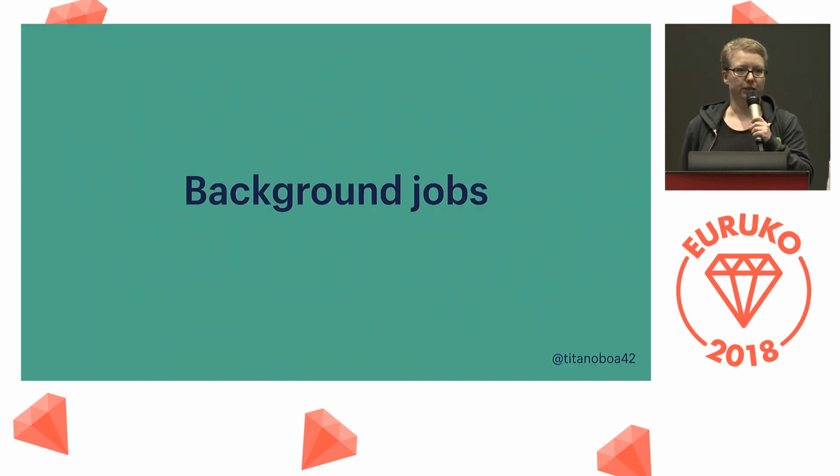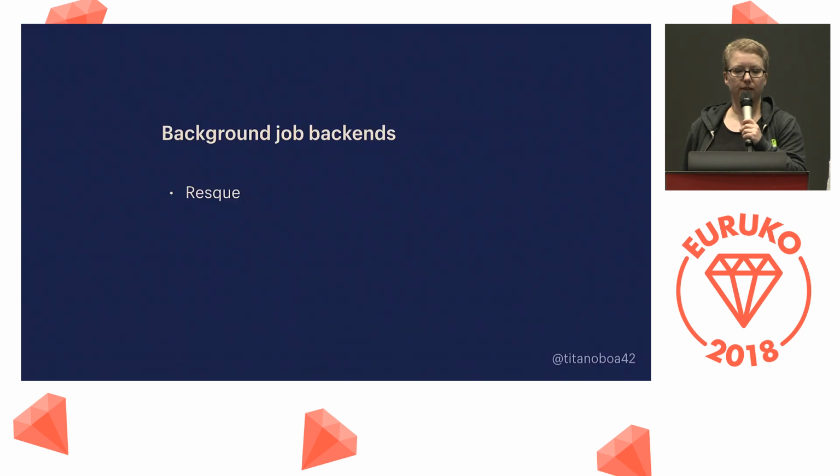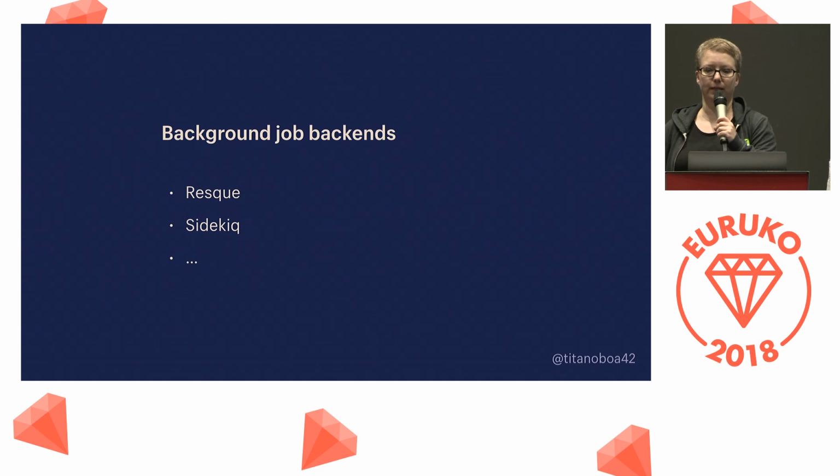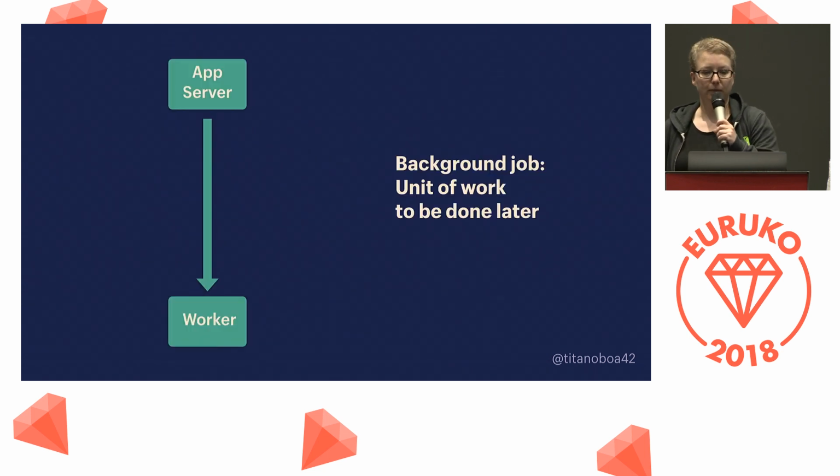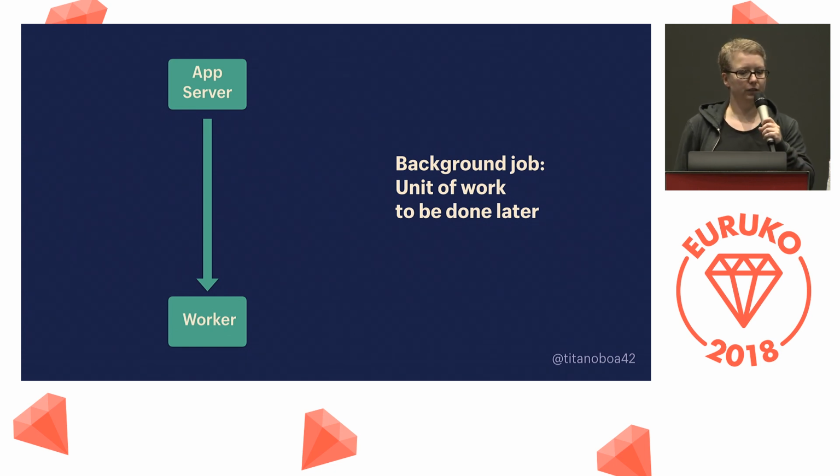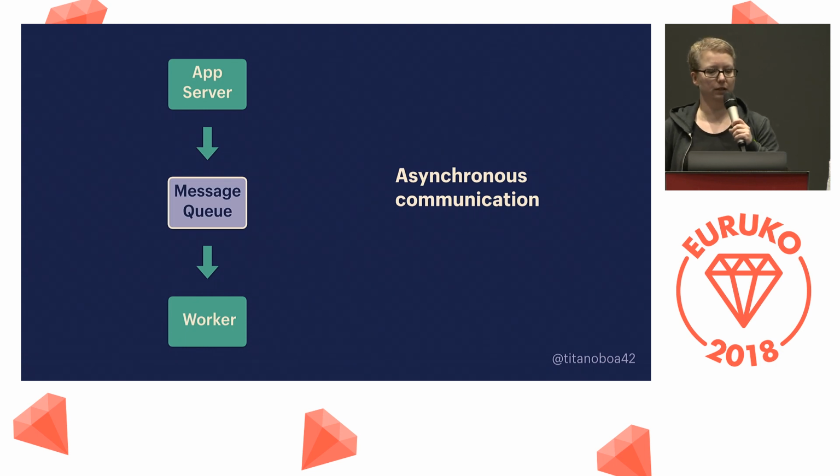So let's start with background jobs. In the Ruby world, Resque and Sidekiq are pretty popular background job backends, but there's also Delayed Job and some others. And the background job is a unit of work to be done in the future. The application server can fork a worker process for running the job, and it shouldn't have to wait for the job to finish. The worker, on the other hand, should be able to communicate any errors. So we need some kind of asynchronous communication between our two processes. We can facilitate that by placing a message queue in between them.